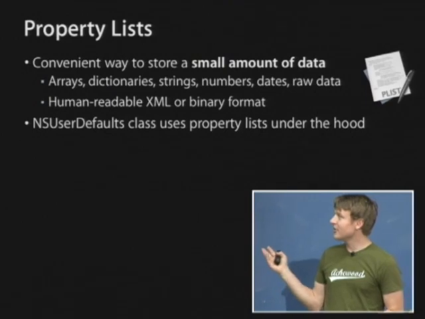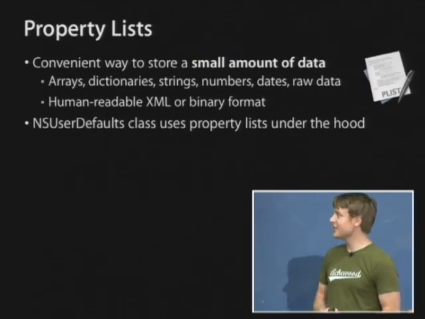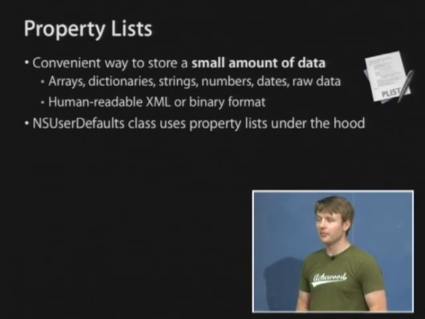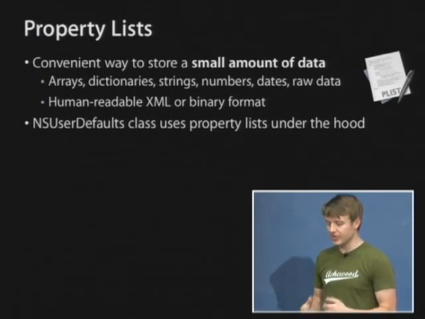So actually, the NSUserDefaults class is a really great example of something that uses property lists under the hood. As I mentioned, NSUserDefaults is a lot like a dictionary. Under the hood, it actually is basically using property lists, taking a dictionary with keys and values and all that sort of stuff, and writing that out to disk and reading it back in. So you're probably using property lists right now without even realizing it.